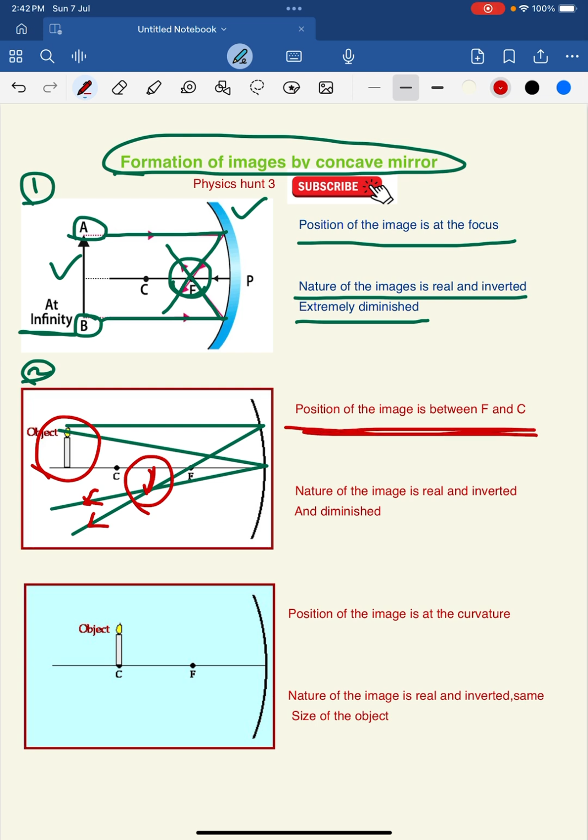What is the nature of the image? The nature of the image is real and inverted.